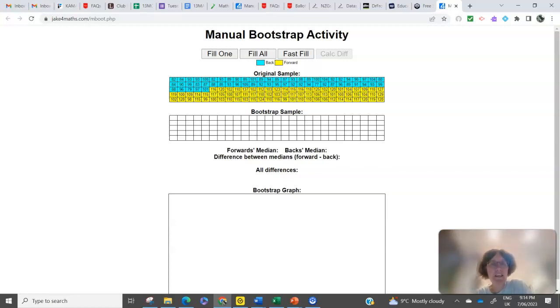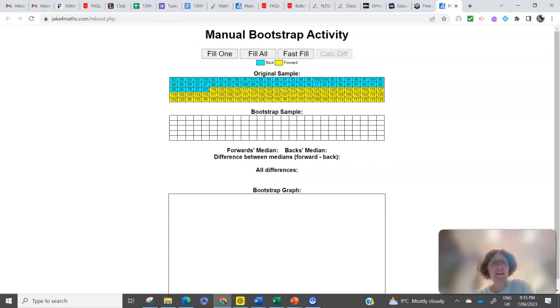And what you can see here is that in the blue, we've got the weights of the backs in his original sample. And then we've got the weights of the forwards. The first thing that I want you to notice is that the numbers for those two samples are not equal. And that really doesn't matter, right? It's fine that they are different sample sizes. I think every year a couple of people tell me how terrible it is that they haven't got exactly equal samples. As long as both samples are big enough, then it's fine.